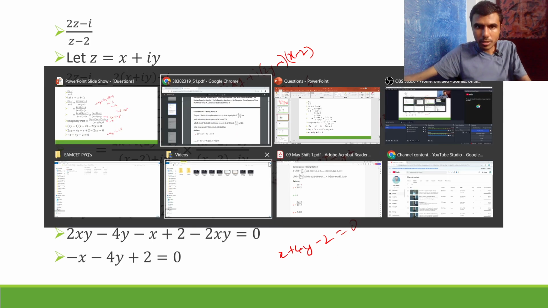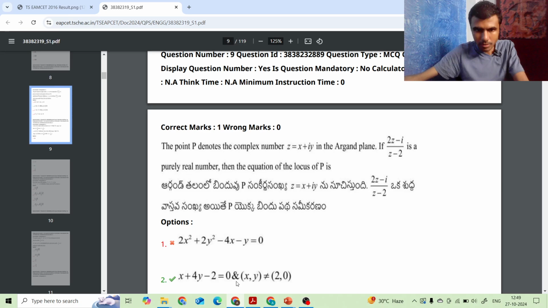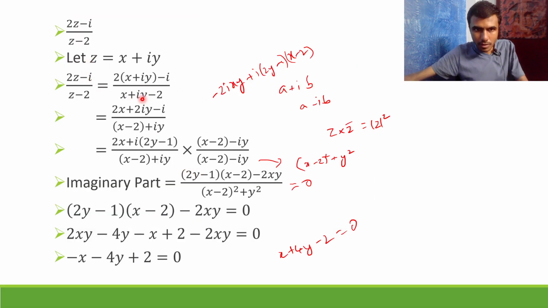Let's check whether this option is there: x plus 4y minus 2. Yes. And also see, anyway the denominator should not be 0, right? That means here x should not be 2 and y should not be 0. Fine. Okay, so hope you got the concept, how it worked and what was used.